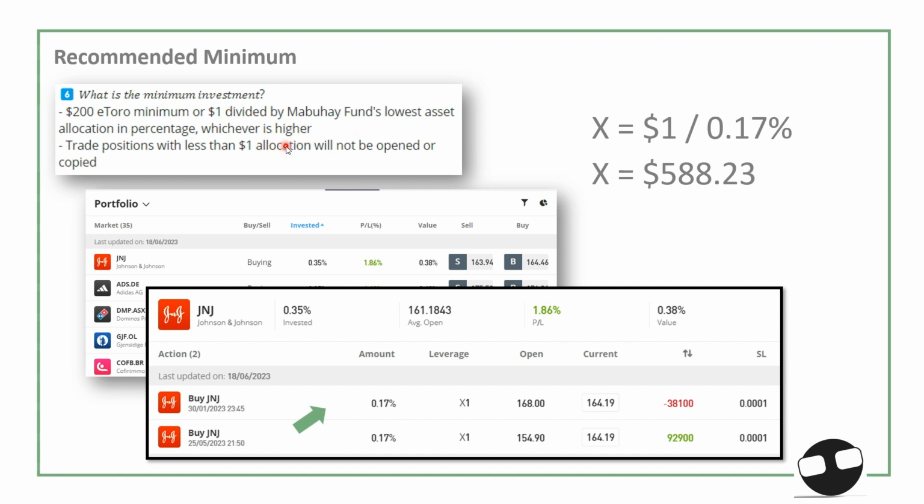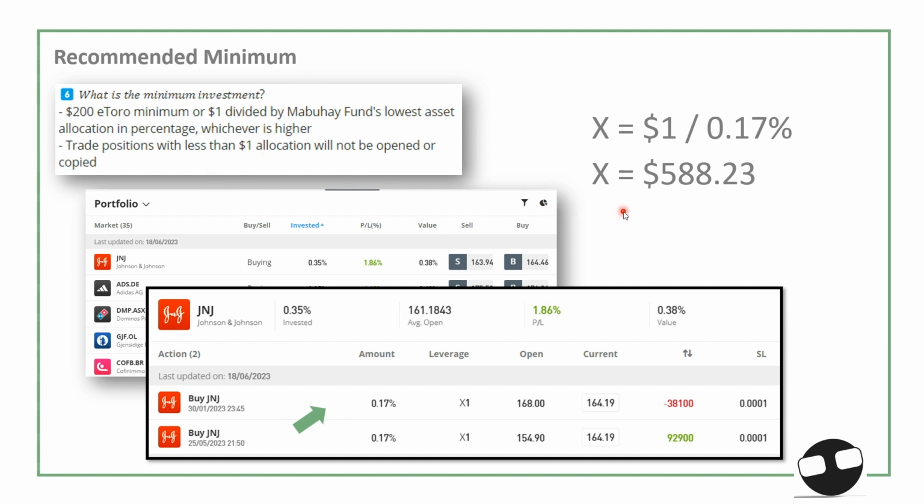whichever is higher. So let's explore the portfolio here. In the Johnson and Johnson position, for example, if you click that open, you will see here the allocation percentage of 0.17. It says here $1 divided by the lowest, so that's actually the lowest. So $1 divided by 0.17 would give us 588.23, or simply $600.